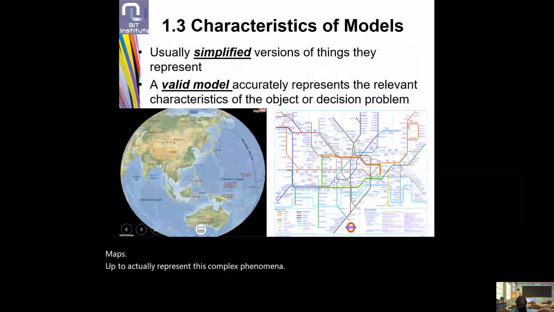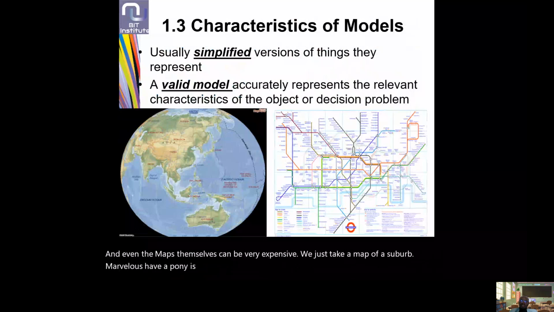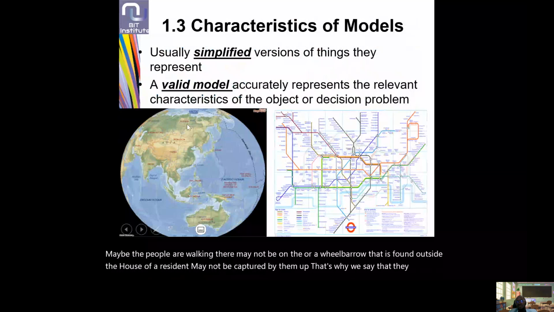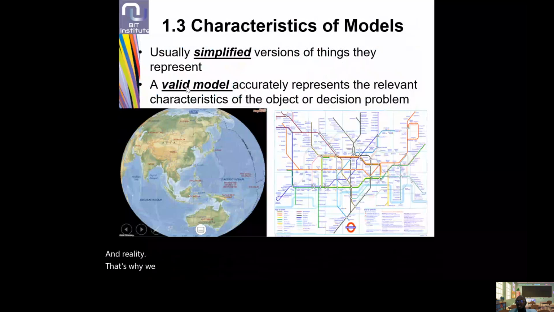And even the maps themselves can be very expensive. You just take a map of a suburb. A map of a suburb is just representative and does not include many things, right? Maybe the people who are walking there may not be on the map, or a wheelbarrow that is found outside the house of a resident may not be captured by the map. That's why we say that the actual model is a simplified version of the reality. But that map, whether it is simple or not, must still represent that reality. That's why we talk about validity, whether it is acceptable to the stakeholders or not.